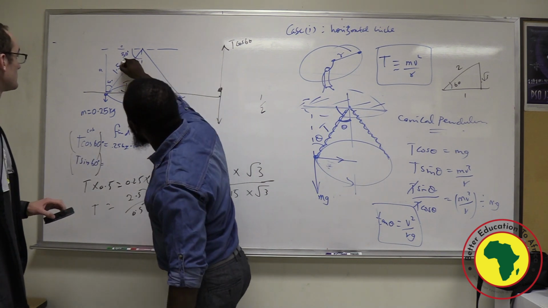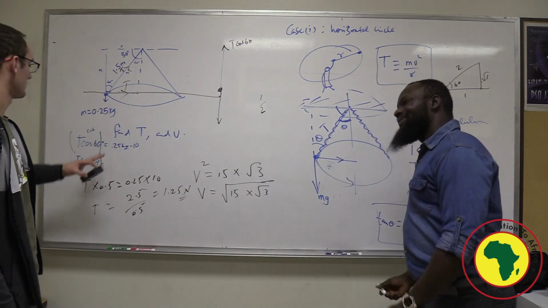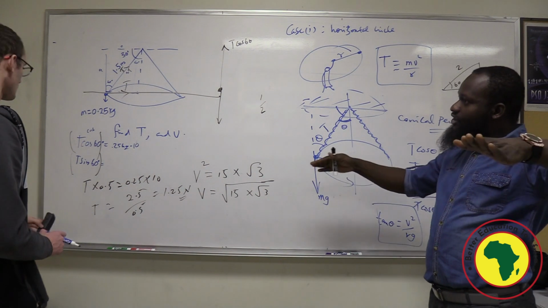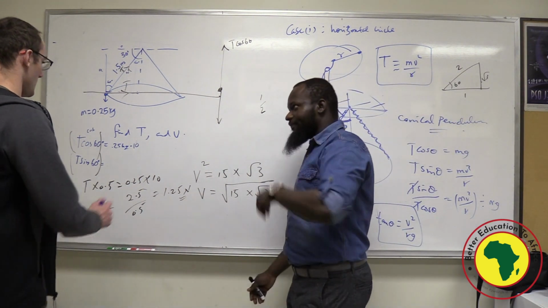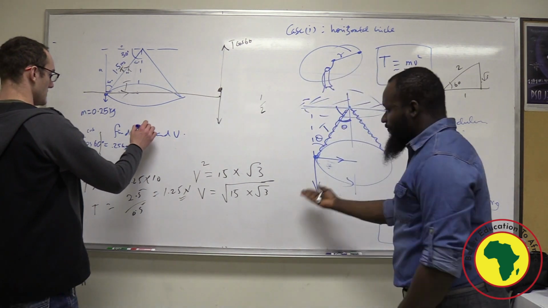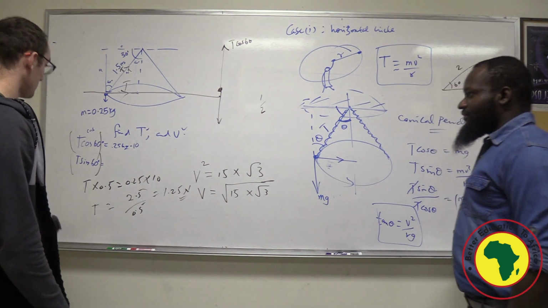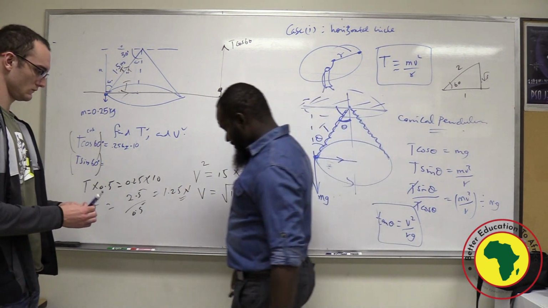That's the original thing that was acting here. Since we can get the vertical component equation, we can find t from that vertical component equation. So then we just got v from here, and then we got t from there. Is that okay? Okay, so let me go to the next problem.